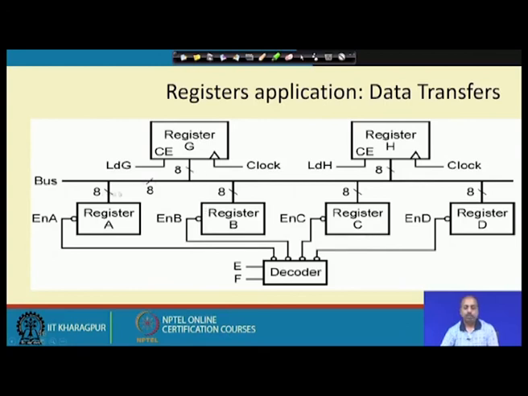Once the content is available in the bus, then it is assumed that some other controller will provide either this load G signal or load H signal to load the value onto the proper register. So, this way we can have a register data transfer implemented by means of individual registers that have got enable and load lines in them.